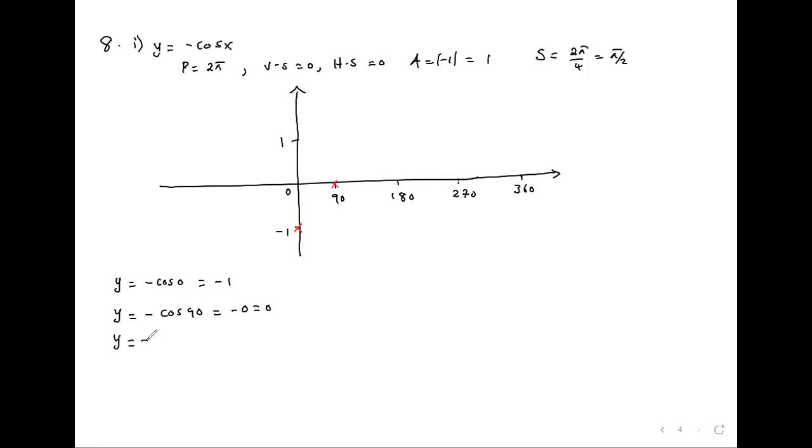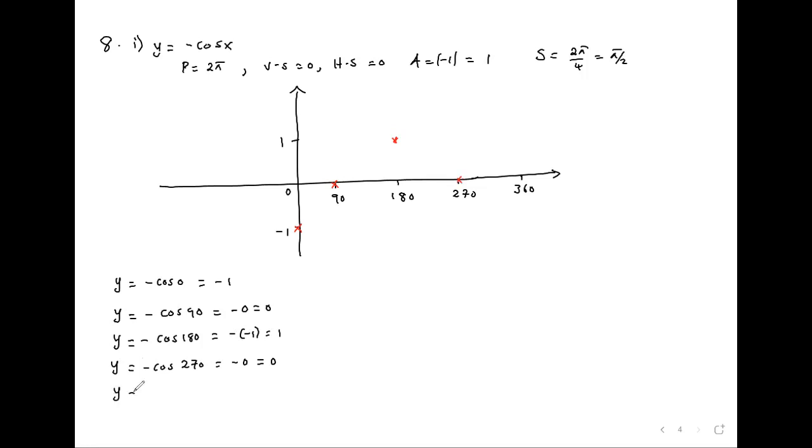We go again. Y is equal to negative cos 180. That is negative, what is cos 180? Negative 1. So we get 1. So you have a point there. Then y is equal to negative cos 270. What is cos 270? It is 0, so negative 0. So we just get 0. So we get back there.